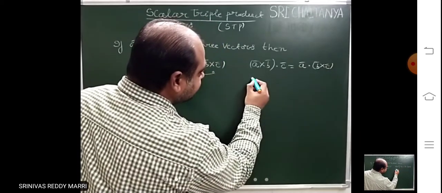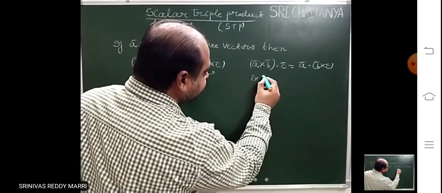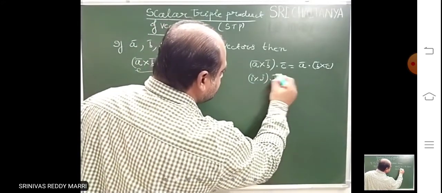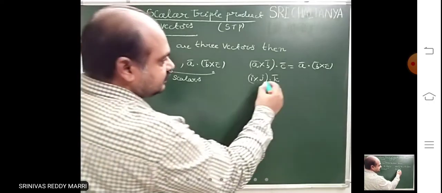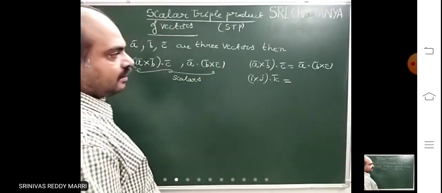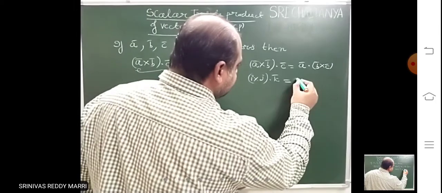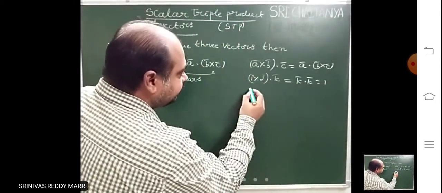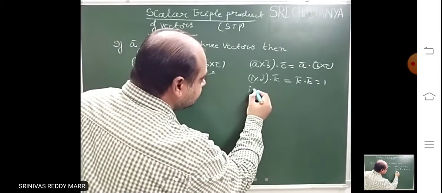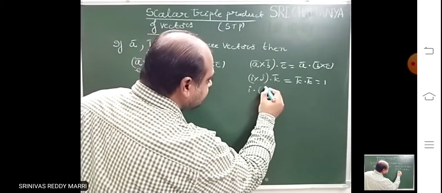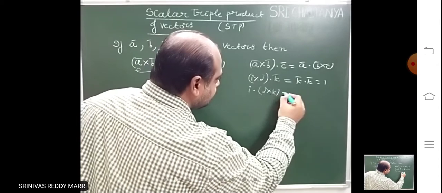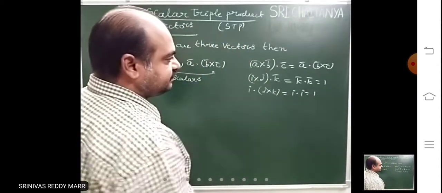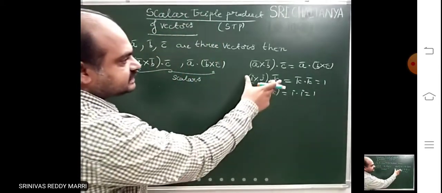Suppose, for example, you look at a simple example. I cross J dot K bar, so this is nothing but K bar dot K bar, which is 1. Suppose if you take this one, I dot J cross K, so this is also what? I dot I, that is 1.